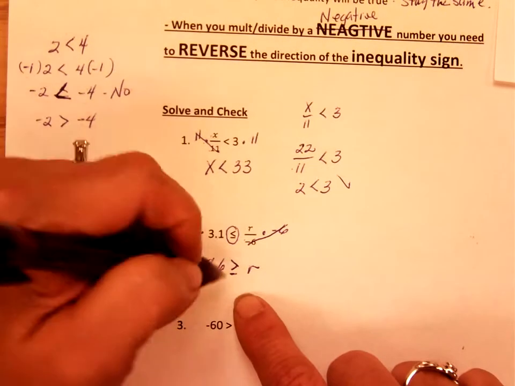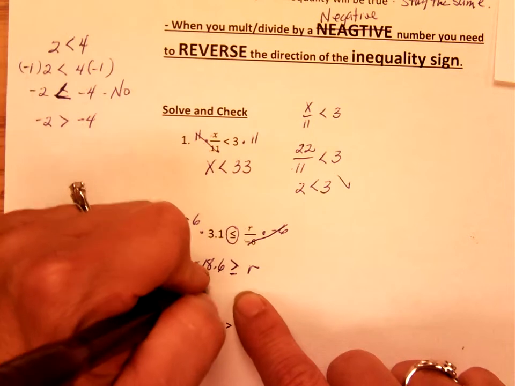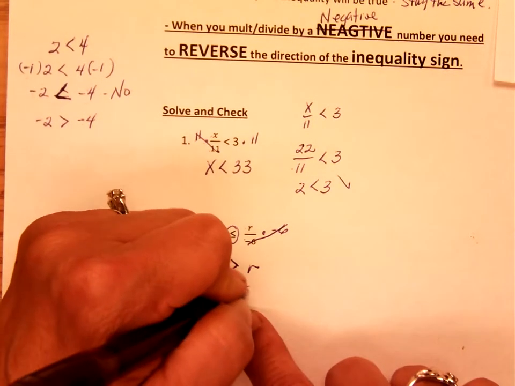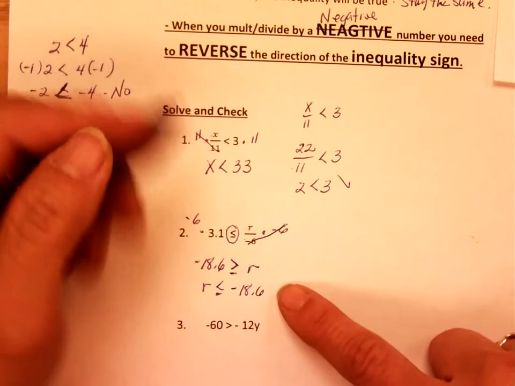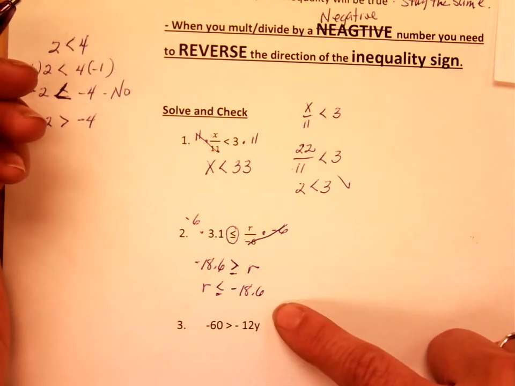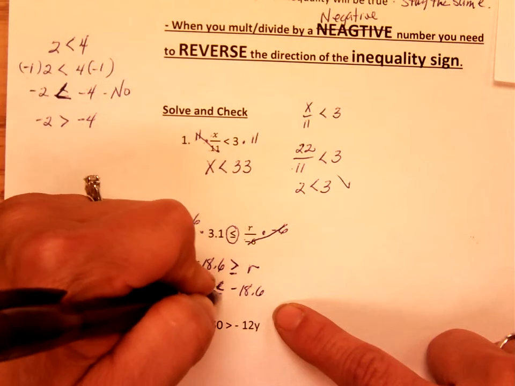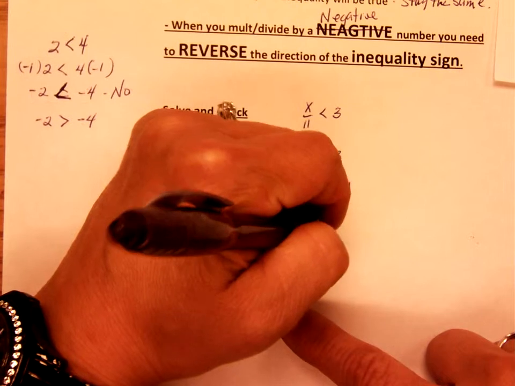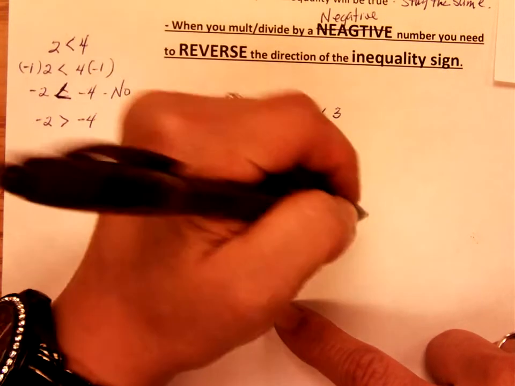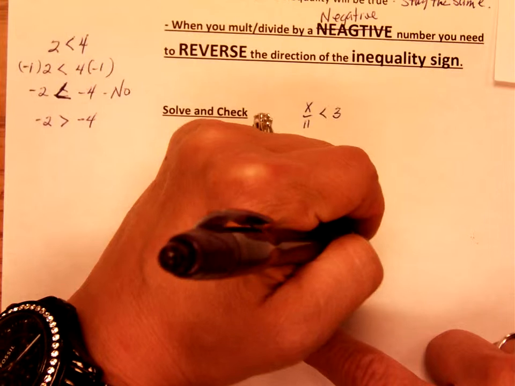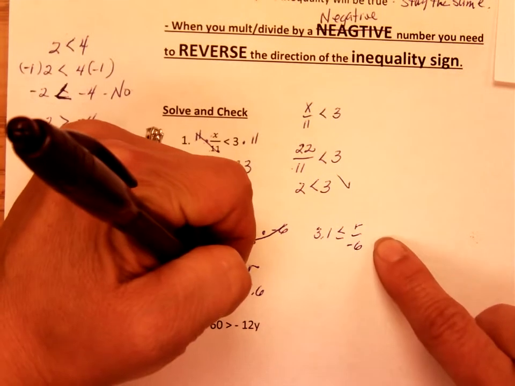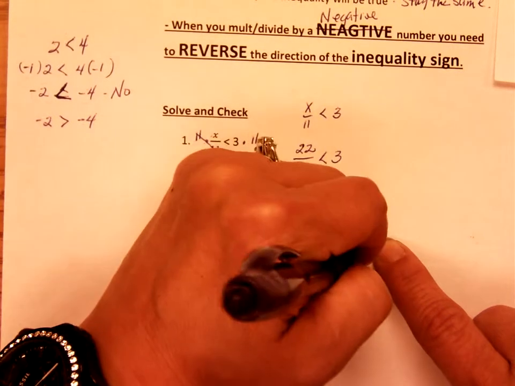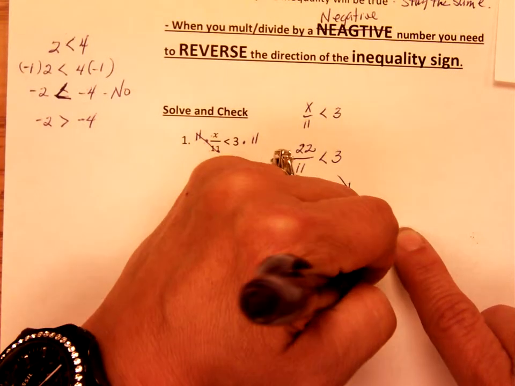Now for me, I like to switch this around so that I can read it. So I have r is less than or equal to negative 18.6. Now you have to do the check two ways. You have the less than and you have the equal. So let's do the equal because it's easier. So you have 3.1 is less than or equal to r divided by negative 6. Replace your r with negative 18.6. So 3.1 is less than or equal to negative 18.6 divided by negative 6.